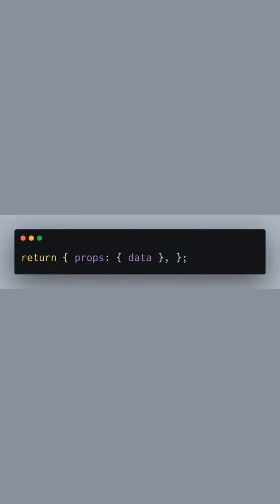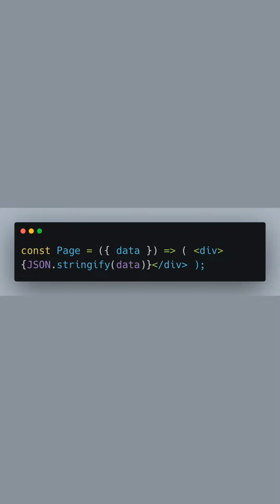This object will be merged with the page's props, allowing us to access the data through the page's component. We close the GetServerSideProps function here. Now we define the page component which receives the data as a prop. Here we are simply rendering the data as a JSON string inside a div.